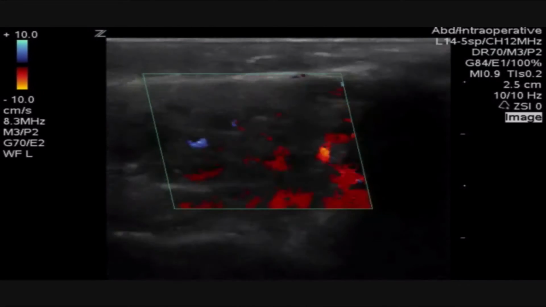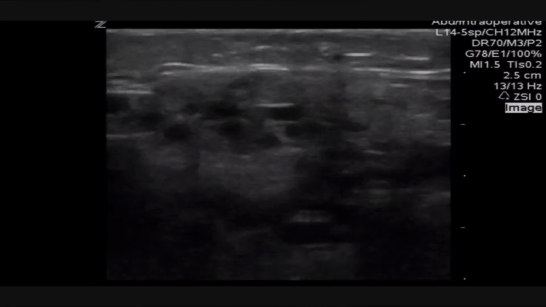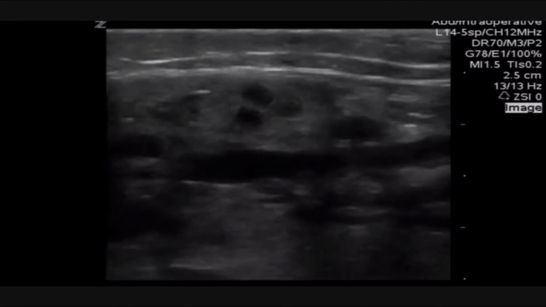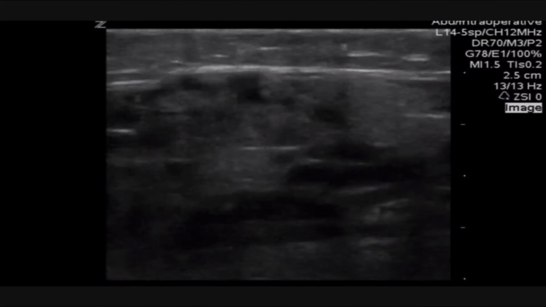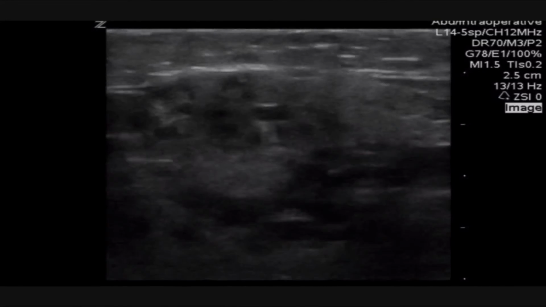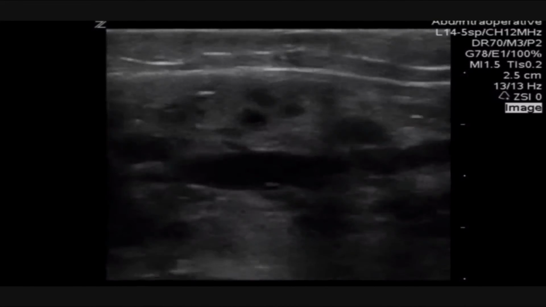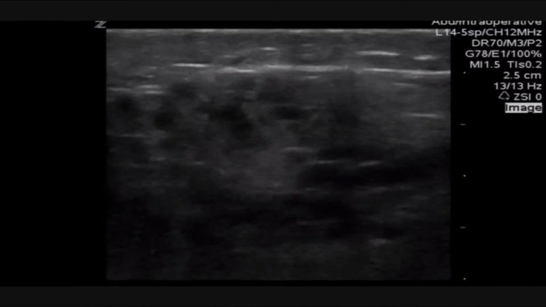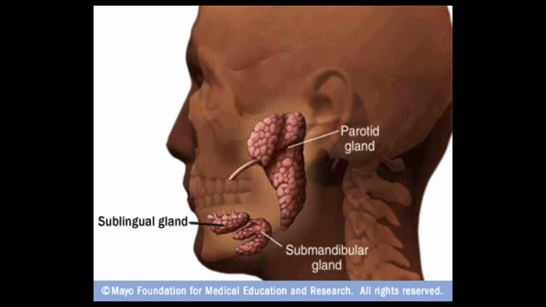The tissue almost has this cluster of grapes appearance, and there is tissue within your neck that takes on this classic appearance when it's swollen or inflamed or infected. And that's the glandular tissue within your neck, the largest of which is the parotid gland, which fits with this patient's presentation and anatomical location.